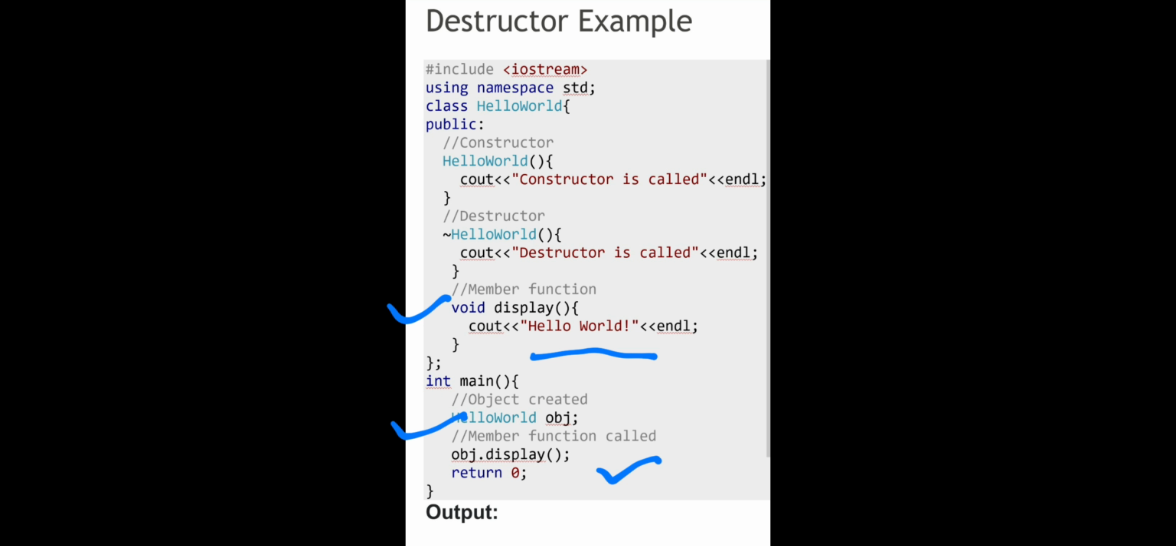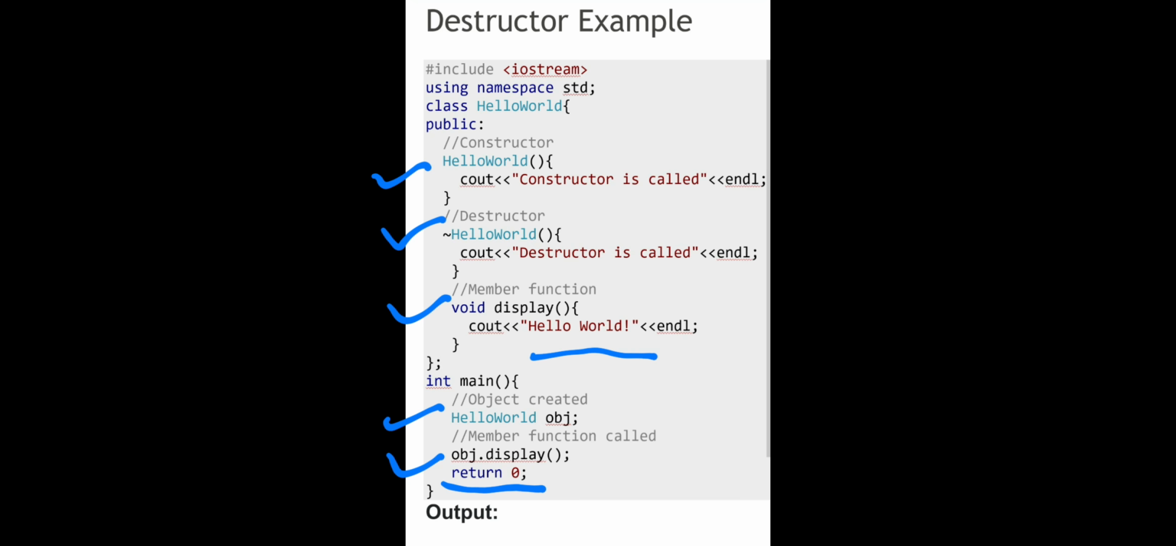But before calling the obj.display function, when we create the object of this class, at that time automatically the constructor function is called first of all, and "constructor is called" message will be displayed. Then the control is transferred again to obj.display, and here we display the HelloWorld message. And when the return 0 statement occurs, at that time the destructor function is called, and the "destructor is called" message will be displayed as output.